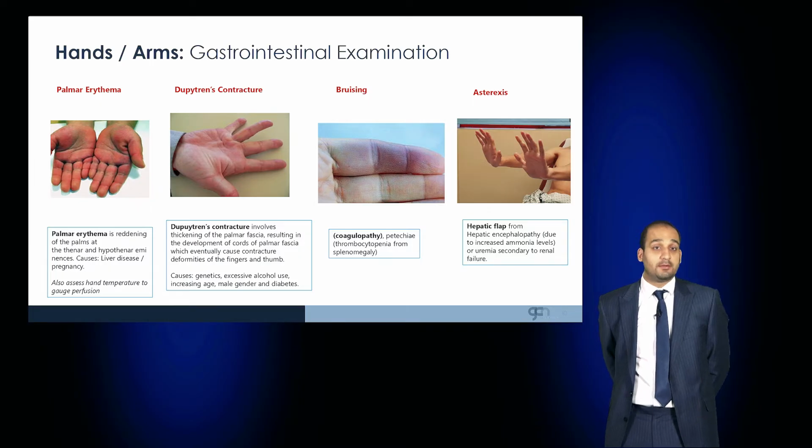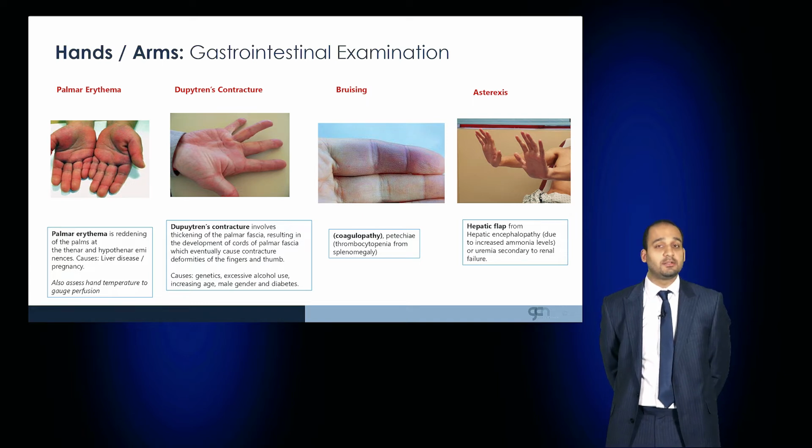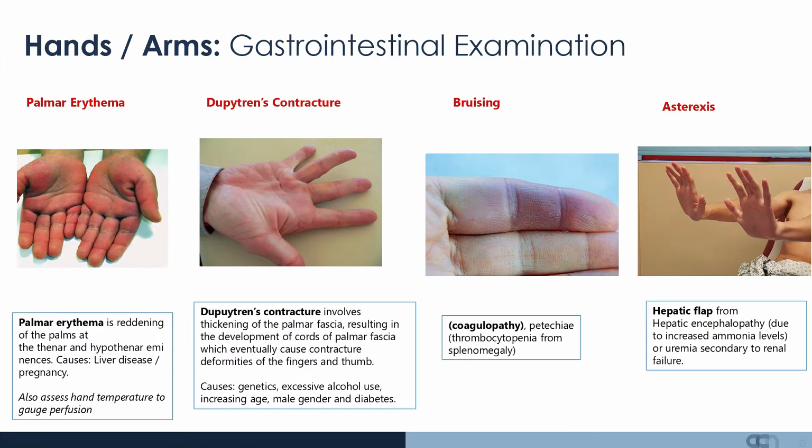Other signs, for example palmar erythema, is reddening of the palms at the thenar and hypothenar eminences, and this can be as a result of physiological conditions such as pregnancy, but can also be as a result of liver disease. Dupuytren's contracture involves thickening of the palmar fascia, resulting in the development of cords of the fascia that eventually cause contraction deformities of the finger and the thumb. These can be idiopathic, genetic, as a result of excess alcohol use or liver disease, and can also arise with increasing age, and the male gender is a risk factor.